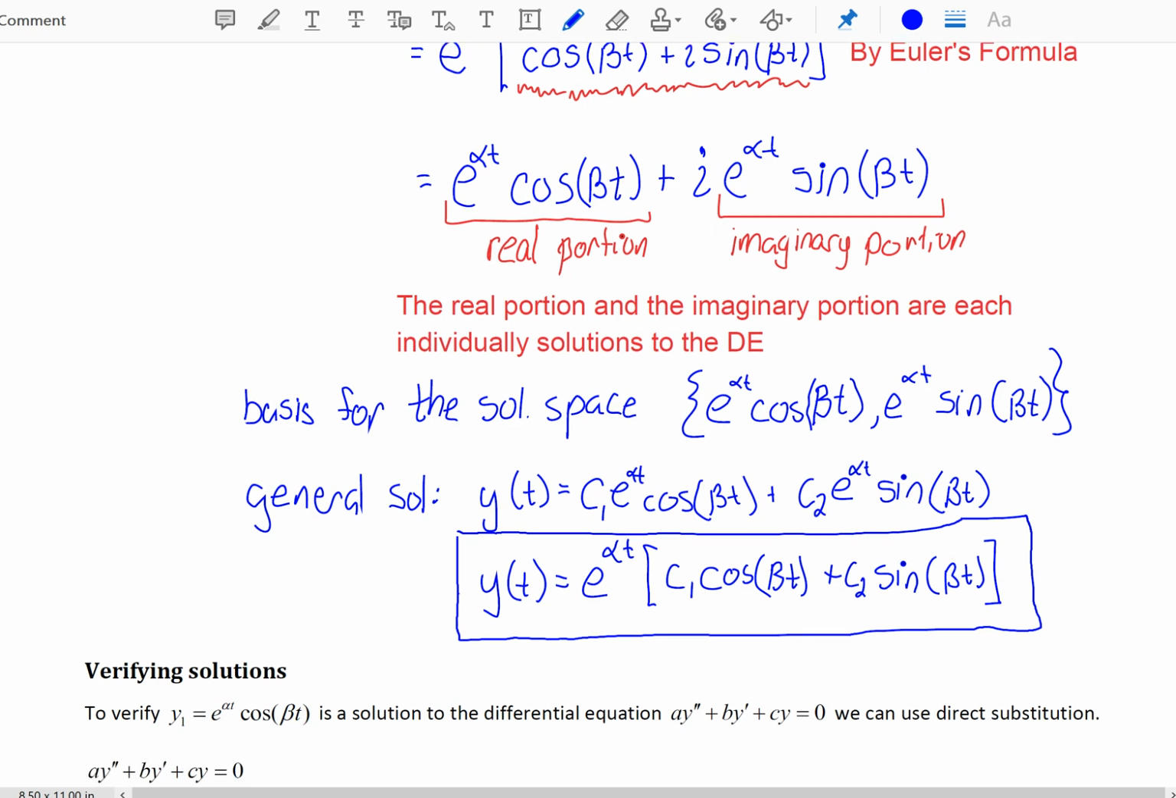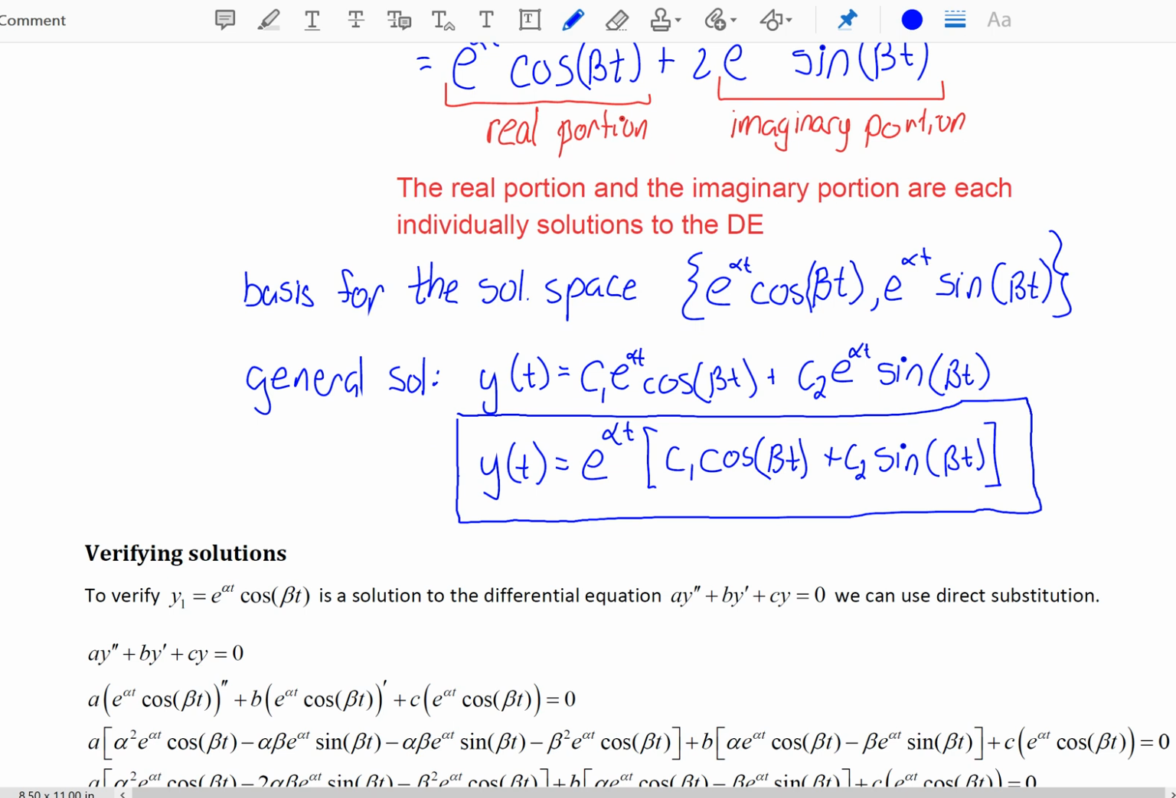Now, what I provided here for you is a method for verifying solutions. And so if you wanted to verify that e to the alpha t cosine of beta t is a solution to this case, we could evaluate this by using direct substitution. And I encourage you to go through the next page and a half to verify that e to the alpha t cosine of beta t is a solution. However, I will not be going through this in our video today.